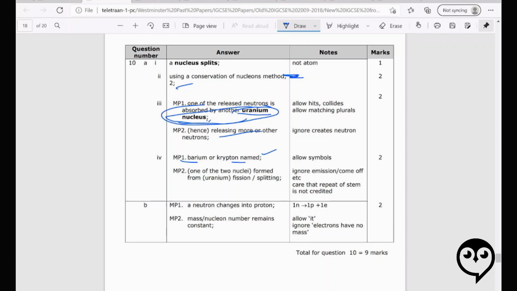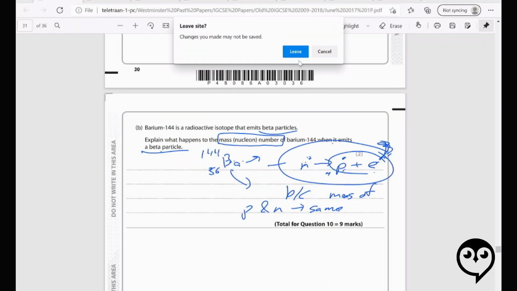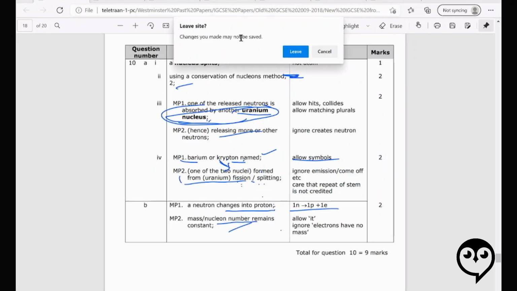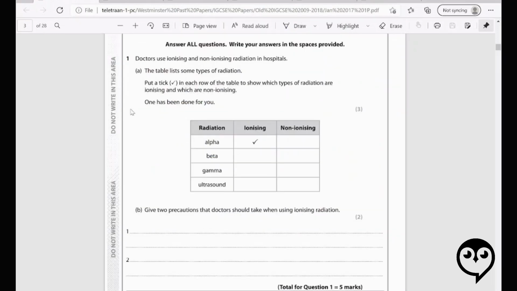Oh, okay, you just got to name them. That's the daughter. That's it. Allow symbols. Good. And I guess the other point, they are formed during the fission. Okay, that's fine. These were created during the fission. That's a daughter nuclei. And then a neutron changes into a proton is what happens with a beta decay, and the mass nucleon number is the same, so it's constant. That's pretty straightforward. These Edexcel questions are quite straightforward, aren't they?